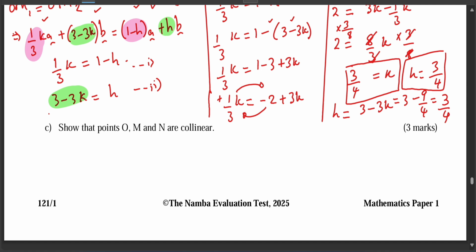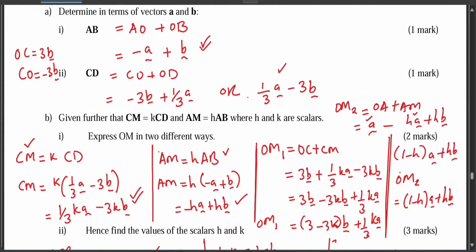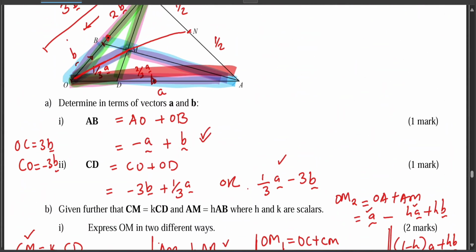Okay. The last question here. Show that points O, M, and N are collinear. 3 marks. To show they are collinear, there's usually a way, and that way is very easy. We say that OM is equal to k times ON, because ON is your larger side while OM is your smaller side. Even when you look here, this is OM.